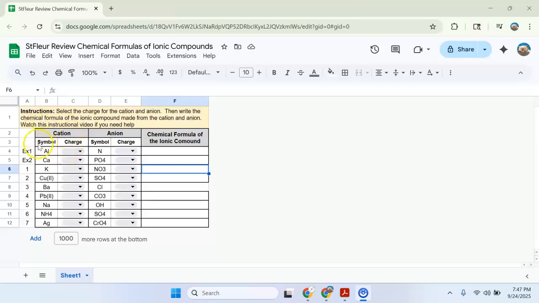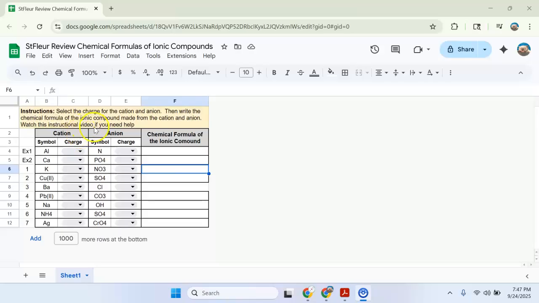As you can see in this table, you are given a list of cations and anions. You're provided the symbols for the cations and their anions. You have to figure out the charge using either the periodic table, the polyatomic ion chart, or in the case of transition metals, you are provided with the charge in Roman numerals. Cations are the things that are positively charged, and anions are your negative charge. Once you know your charges, you can write the chemical formulas.